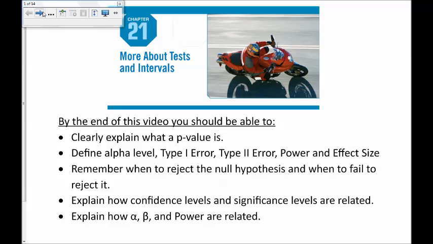Now, I will tell you up front that some of these ideas are a little bit abstract. So don't rush through these ideas. Make sure you take your time and maybe rewatch this video a second time if that would help you.